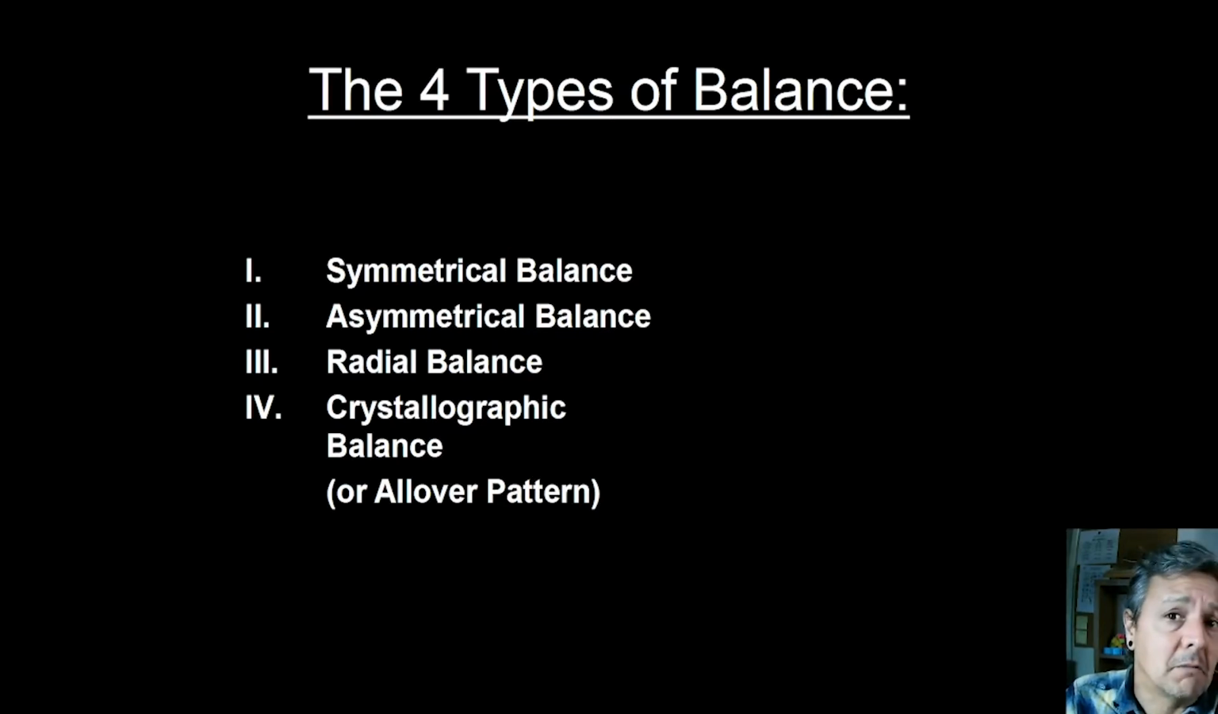We have radial. Think of a pizza. It's balanced in a radial, circular fashion. Think of a snowflake. Flowers. Mandalas. Some of the circular stained glass windows in churches, those designs are radial. Then we have crystallographic, also known as all-over balance.